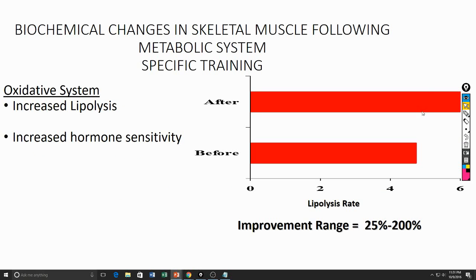Okay, lipolysis. Beyond the fact that a trained person is better able to burn fat because they have more mitochondria, more beta oxidation enzymes, and more transport factors, they also break down fat in the body faster. They're better at breaking down stored fat. So that's a reason to do cardio.